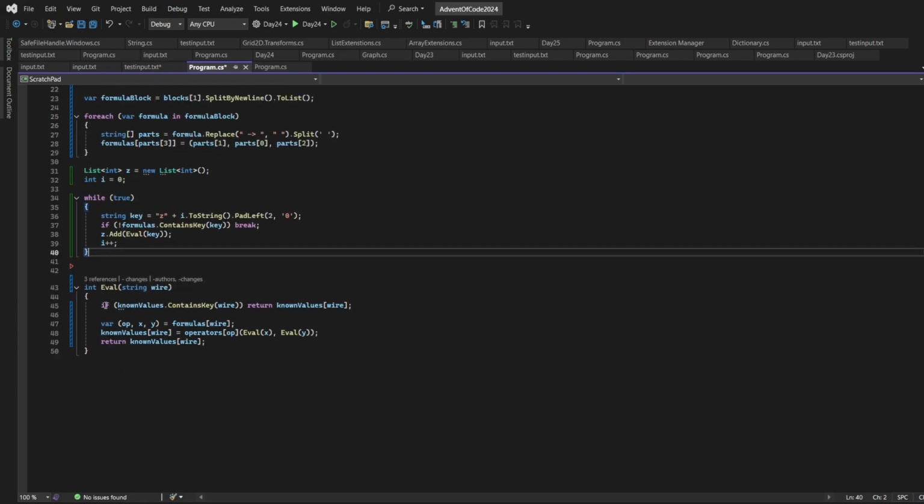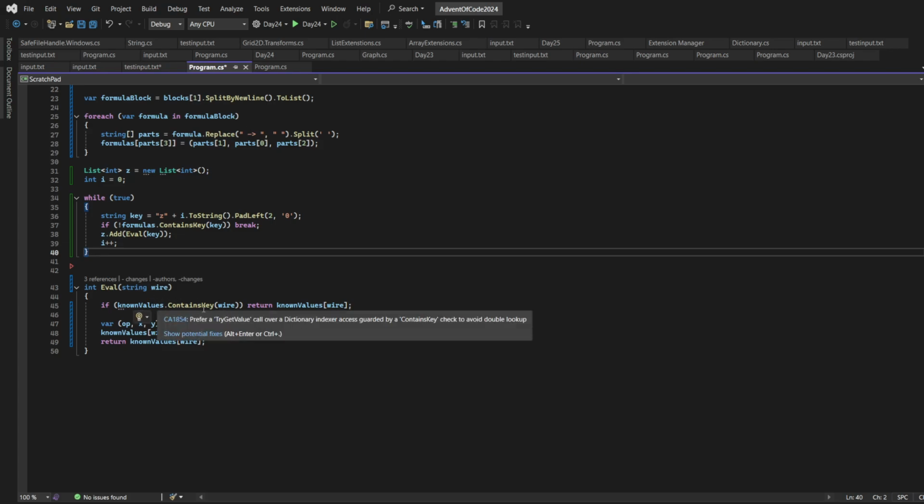So the eval function will first check if our known values contain that wire, then we'll just return that known value. Otherwise, we will parse out our formulas. It will be our operator, our x and y, and then we will create a known values dictionary item using these operators and sending in the eval of x and the eval of y. So that will make a recursive jump here.